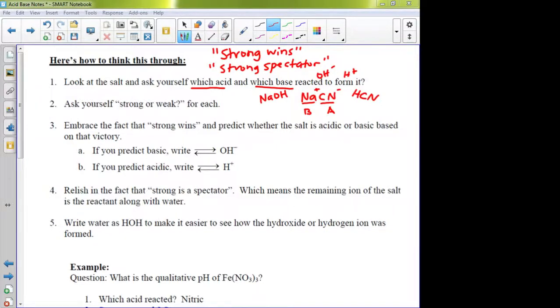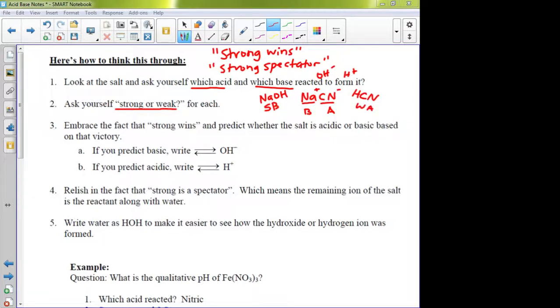So the second thing I say is, okay, strong or weak for each one. So I'll look at NaOH and I say, is NaOH a strong base or a weak base? And I know that it is a strong base. How do I know that it's a strong base? Because Na is in column what? 1 bonded to hydroxide, so that makes it strong. So then I look at HCN and I say strong acid or weak acid? Weak acid.